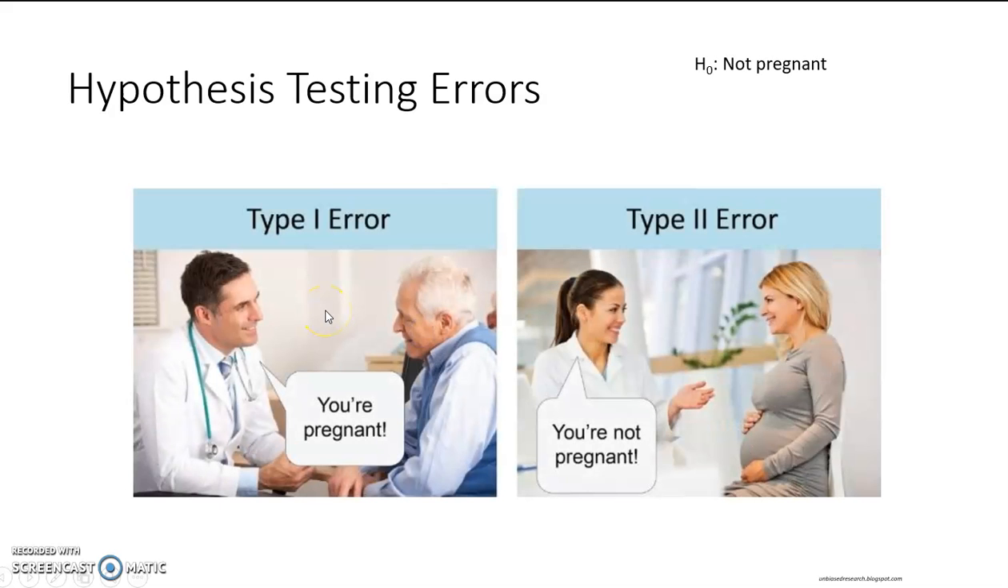So this is kind of a silly analogy. Another example. Let's say the null hypothesis is that you're not pregnant. Okay, so a type 1 error would be this scenario. You're pregnant. Rejecting a true null hypothesis. This guy's obviously not pregnant, but they rejected the null. And here they failed to reject a true null hypothesis.